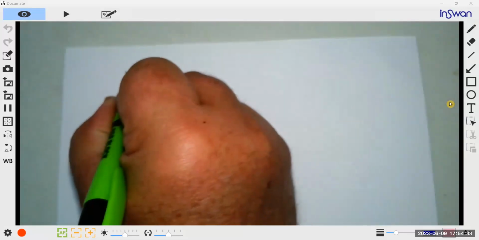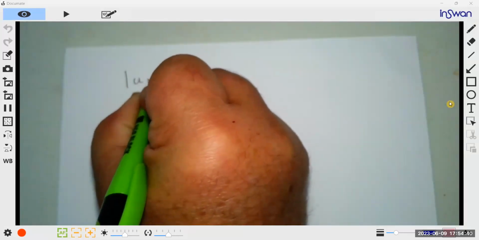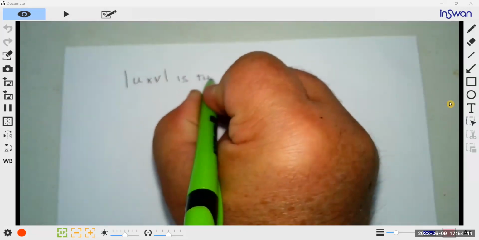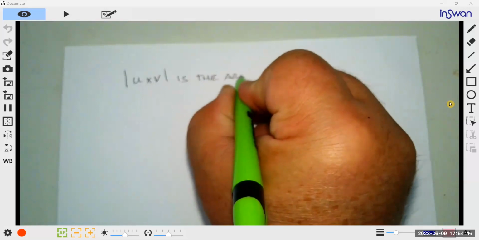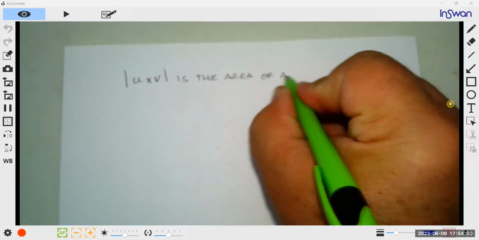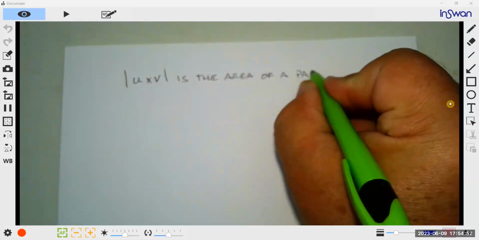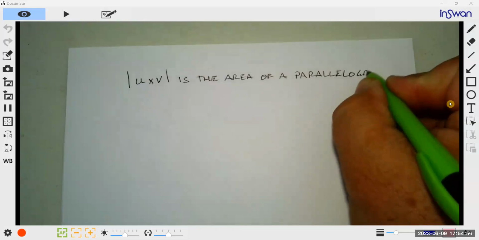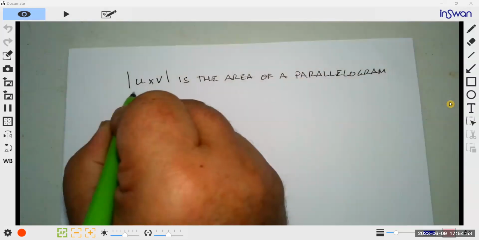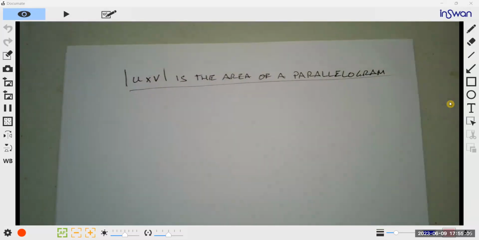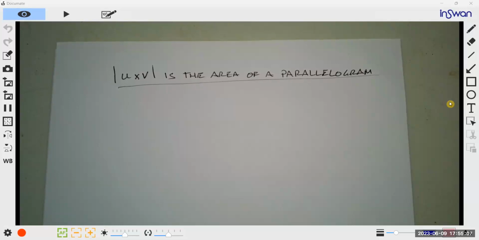Right, the magnitude of u cross v is the area of a parallelogram. Not the dot product, it's the cross product. The magnitude of it gives us the area of the parallelogram.